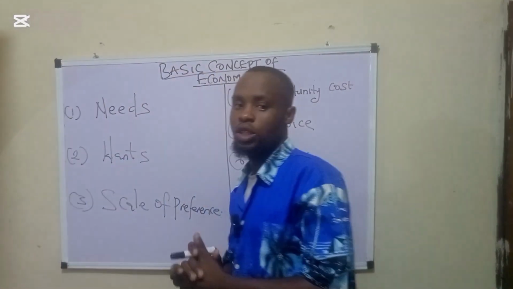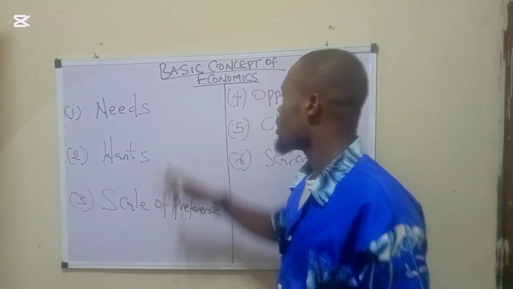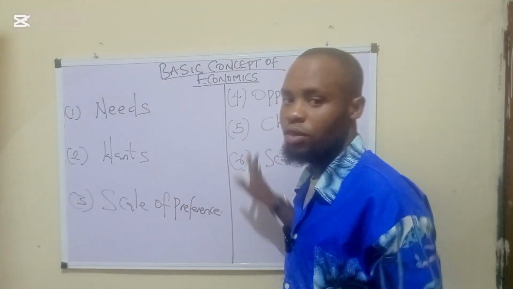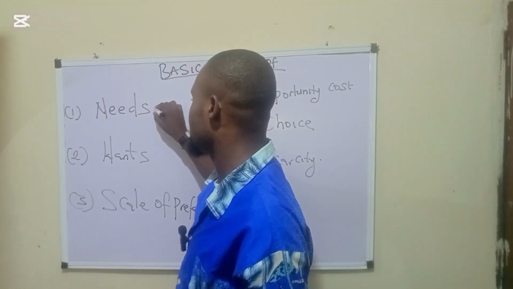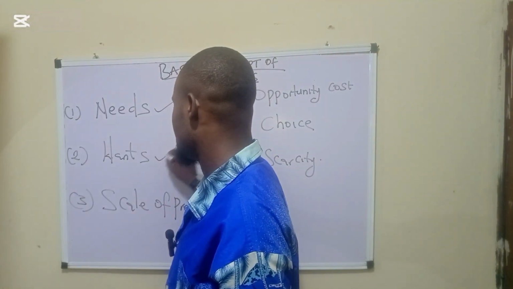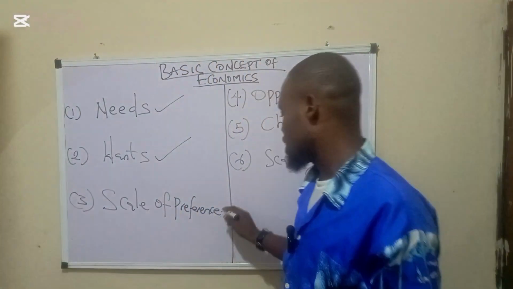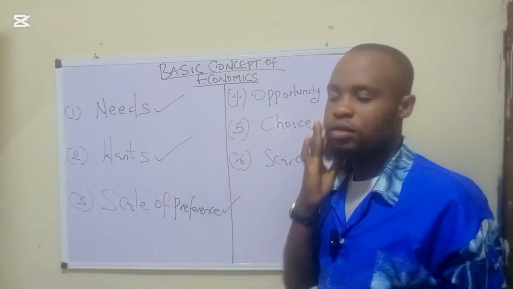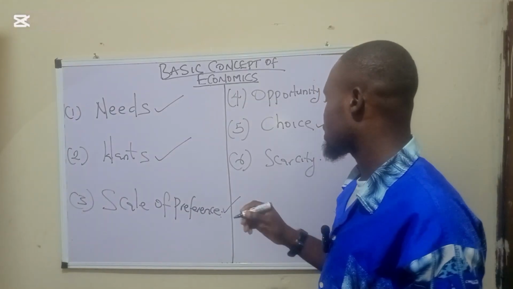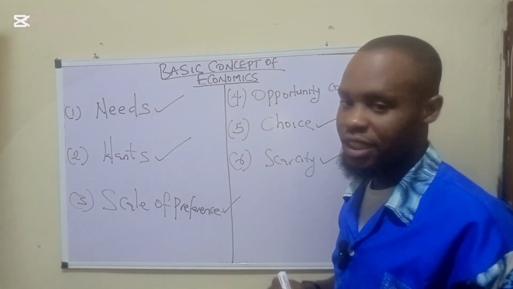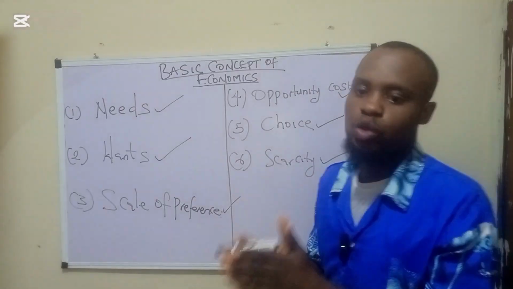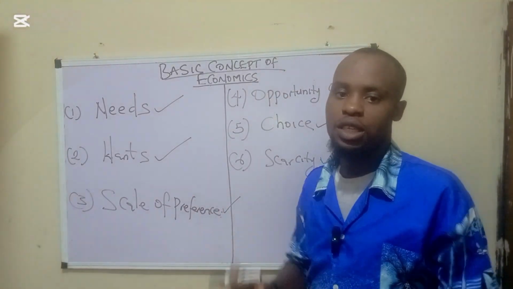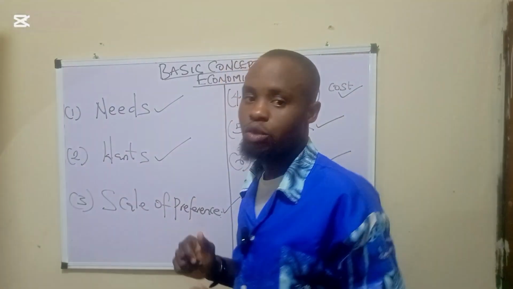Guys, today I'll be talking about the basic concepts of economics. These are the basic concepts of economics. The first is need, the second is want, the third is scale of preference, the fourth is opportunity cost, the fifth is choice, and the sixth is scarcity. As a student, you need to be conversant with these basic concepts of economics. So we'll be taking the first one, which is known as need.